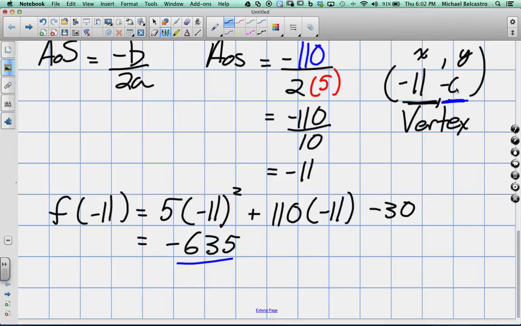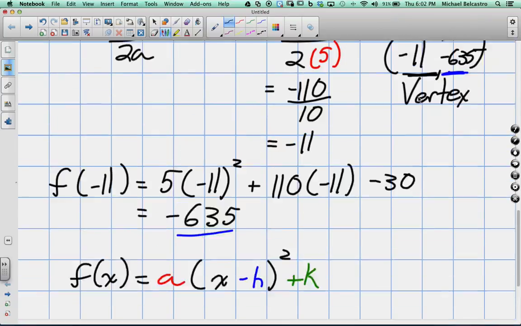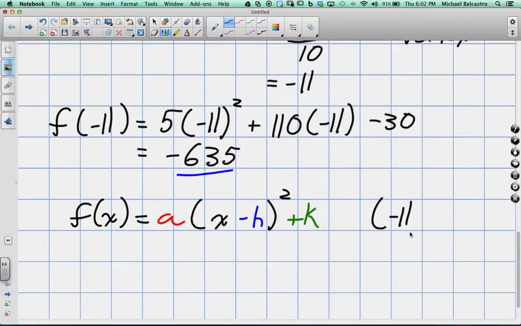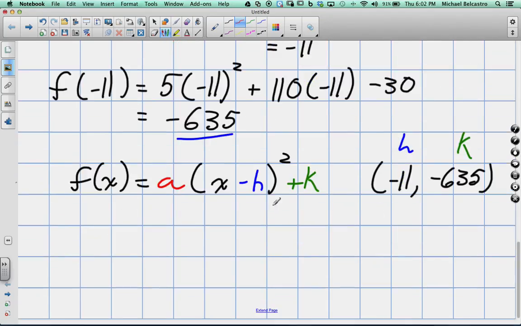Now that we have those two coordinates, if you recall our vertex form, f of x is equal to a times x minus h, squared, plus k. The coordinate of the vertex in this case is negative 11 and negative 635, so our h value is negative 11 and our k value is negative 635, so we can plug them in. The other good thing is that from standard form, the a value is always the same in vertex form. So we know that a is going to be the number 5.